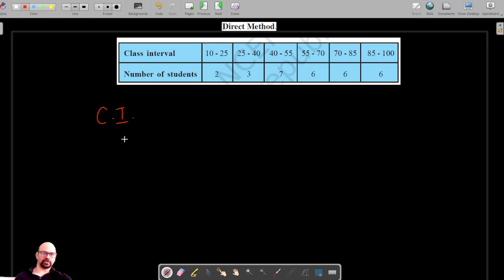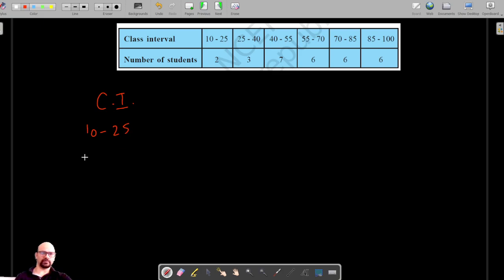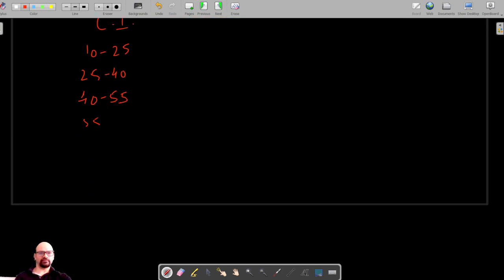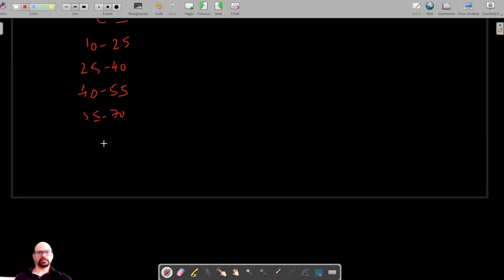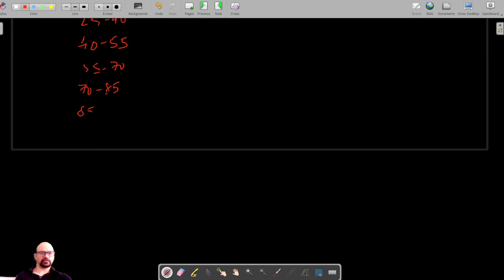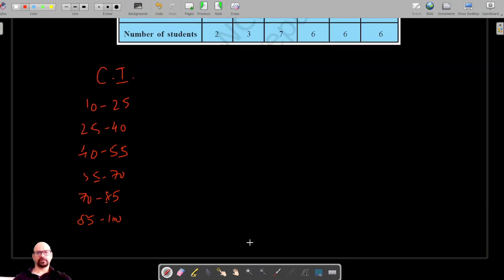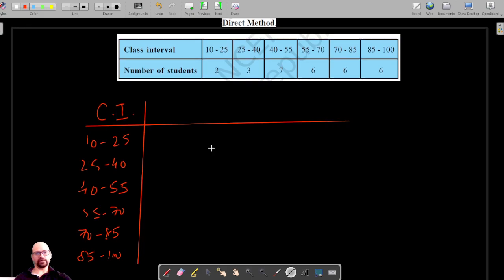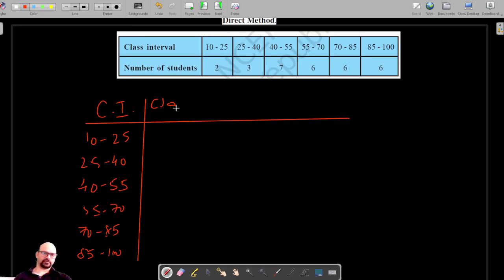So let me write down the class intervals: 10 to 25, 25 to 40, 40 to 55, and 55 to 70. Next is 70 to 85, and then 85 to 100. Okay, so these are the class intervals, and now we have to find the class marks, which we denote by xi.